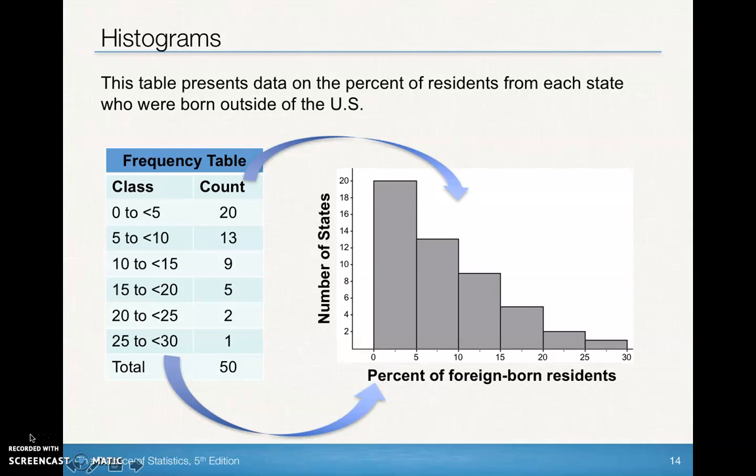And so you can see how the distribution of the percent of foreign-born residents is spread out. This distribution is skewed to the right because the tail is skewed to the right. And the range is 0 to 30. There don't appear to be any outliers. And the median percent would be where the 25th data point happens, which is between 5 and 10%. So you would say the median is between 5 and 10%. Since there are 50 states, wherever the 25th state lies, that's where the median is. The 25th state lies in the 5 to 10 range.